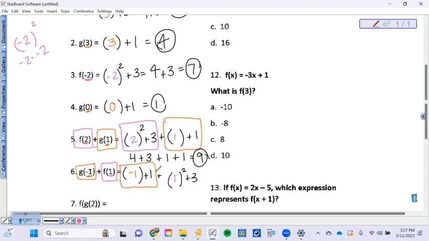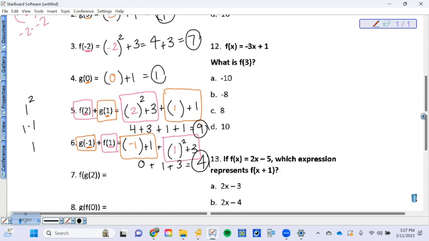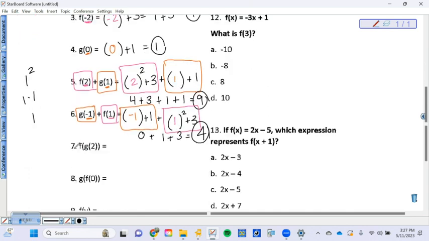So g of negative 1 plus f of positive 1. g of negative 1 is negative 1 plus 1, 0, and then plus 1 squared. What's 1 squared? It's just 1 times 1, so 1. 1 plus 3, which gives me 4. Good. Okay. This one, this is called number 7.